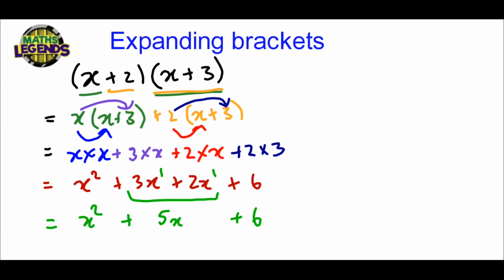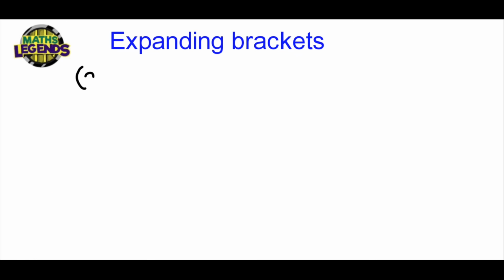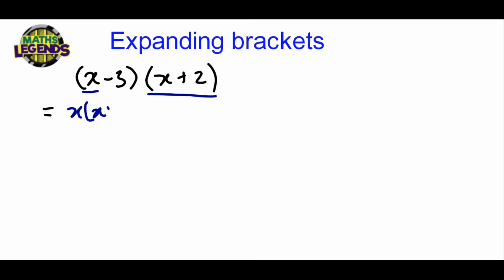Now let's look at another example. x minus 3 times x plus 2. So here we still do the same process, although it's got minuses as well, so we've got a negative 3. But we just have to be careful with our negative numbers, but otherwise the process is the same. So we multiply the x with the whole of the second bracket. So this becomes x bracket x plus 2. And then we do the minus 3 with the second bracket, so this becomes minus 3 x plus 2.